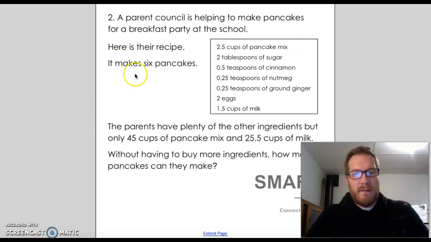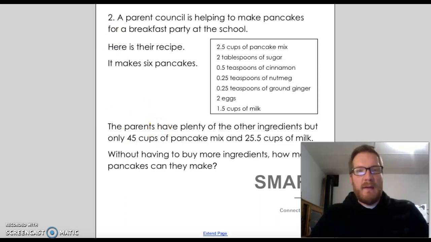Let's use this slightly more challenging question. What it says here is that a parent council is helping make pancakes for a breakfast party at the school. Here's the recipe right over here. This recipe will make 6 pancakes. It says that the parents have plenty of the other ingredients, but only 45 cups of pancake mix and 25.5 cups of milk. Without having to buy more ingredients, how many pancakes do they make? Those are my two numerical pieces.